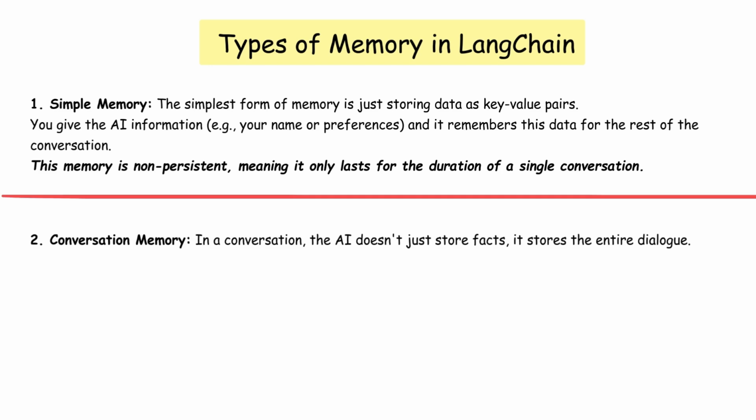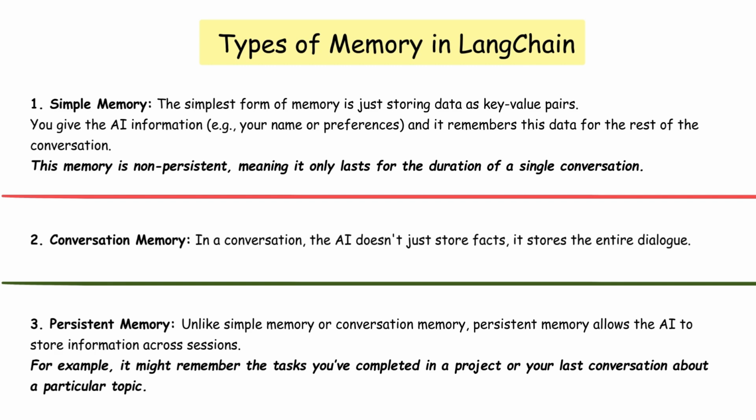Second one is conversation memory. In a conversation memory, the AI doesn't just store facts like, my name is Tekinos. It stores the entire dialogue. Every time you interact, the AI remembers your previous messages and replies. It allows the assistant to hold a conversation rather than starting fresh every time.